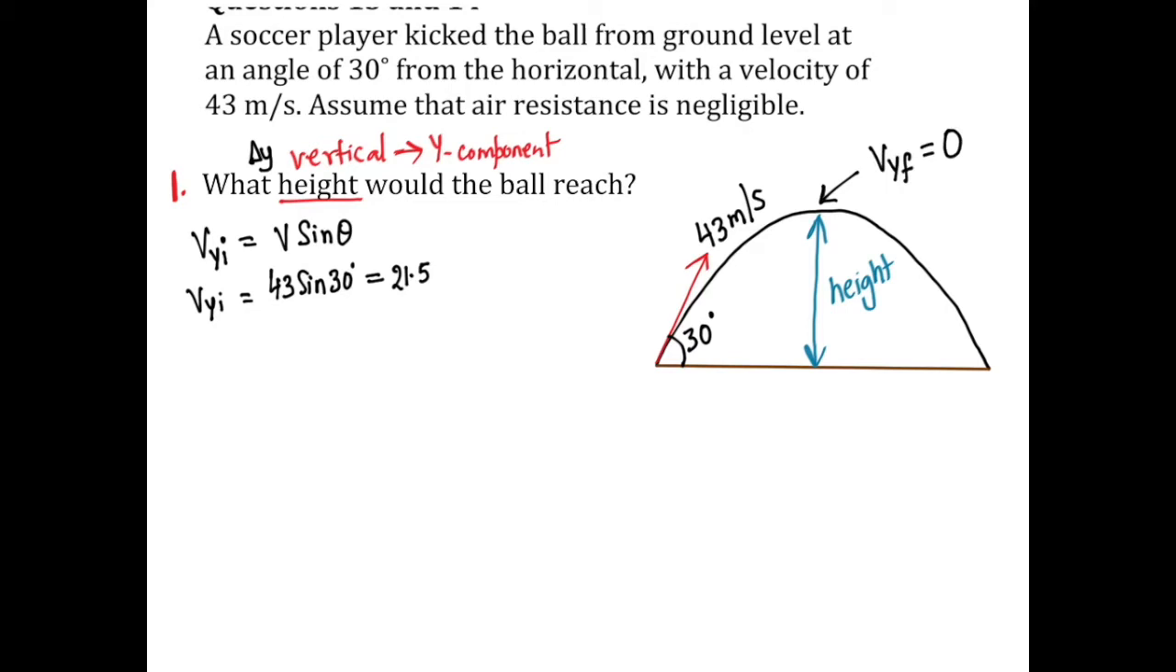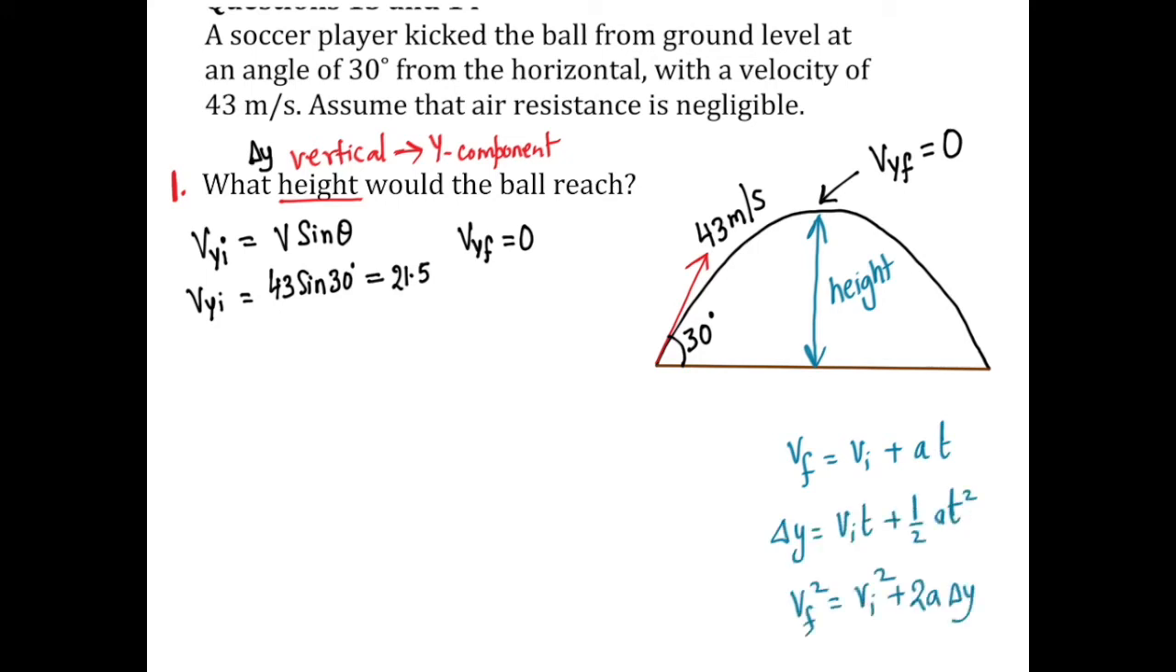Now the velocity at the maximum height is going to be 0. To be specific, the vertical velocity at the maximum height is going to be 0. The horizontal velocity will remain constant throughout, but we are focusing on the vertical components. Now we want to list out the equations of motion. We have three equations of motion here: Vf equals Vi plus at, delta y equals Vi t plus half a t squared, and Vf squared equals Vi squared plus 2a delta y.